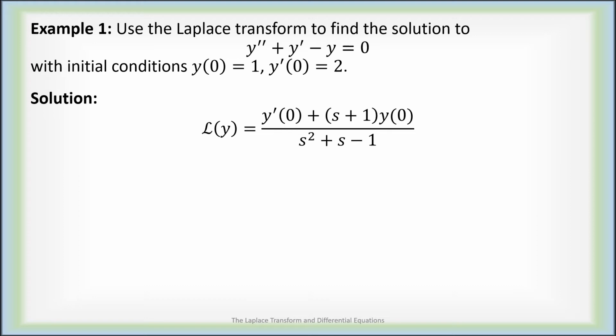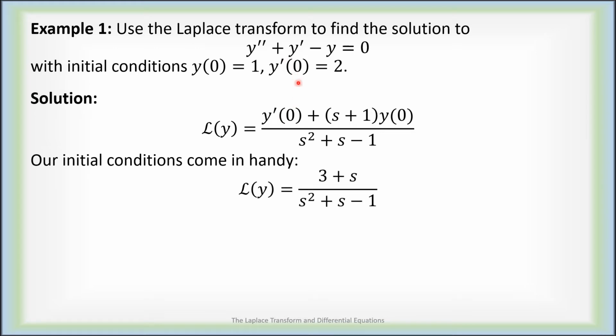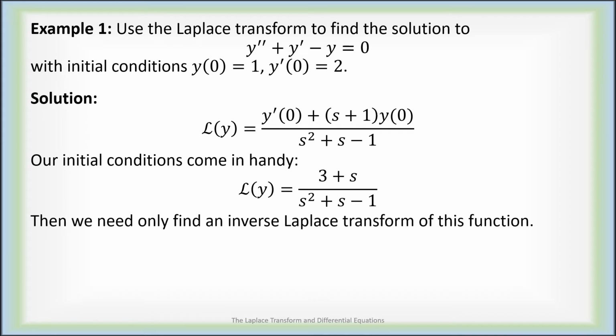So we found that the Laplace transform of y must be y prime of 0 plus s plus 1 times y of 0 over s squared plus s minus 1. Of course, we had initial conditions. Y of 0 is 1 and y prime of 0 is 2. So we end up with a 1 here and a 2 there. Overall, we get 3 plus s in the numerator. So now, whatever y is, its Laplace transform is 3 plus s over s squared plus s minus 1. And we're trying to find the solution y, in other words, an inverse Laplace transform of this rational function here. So that's all we have to do, find an inverse Laplace transform.